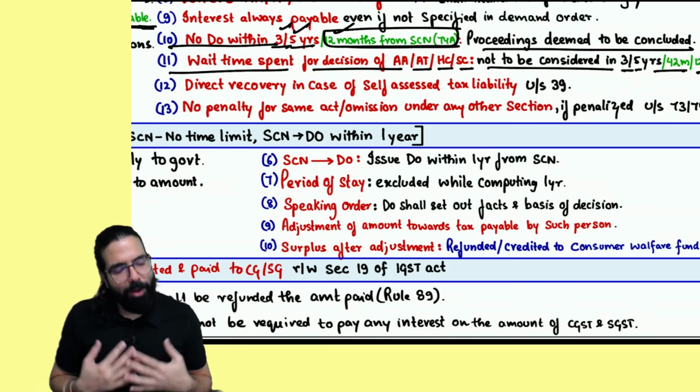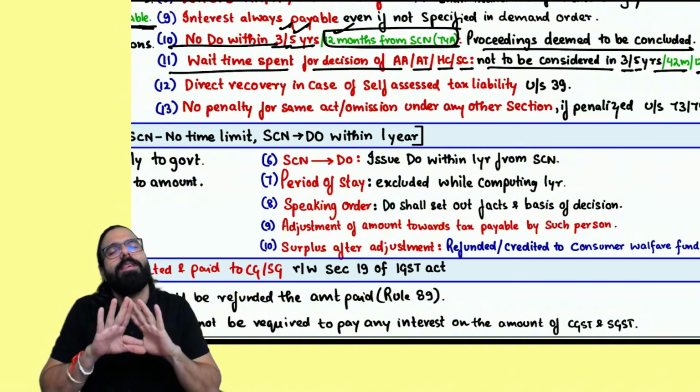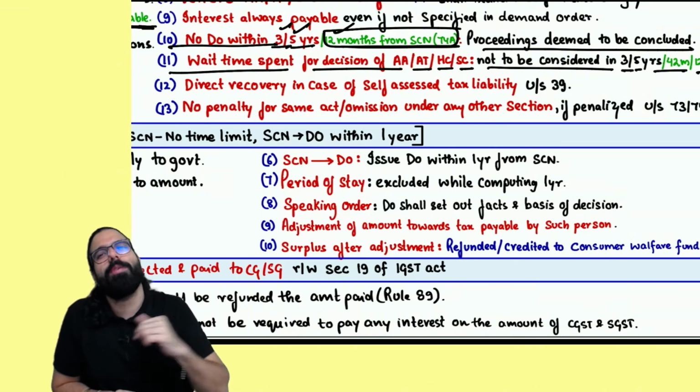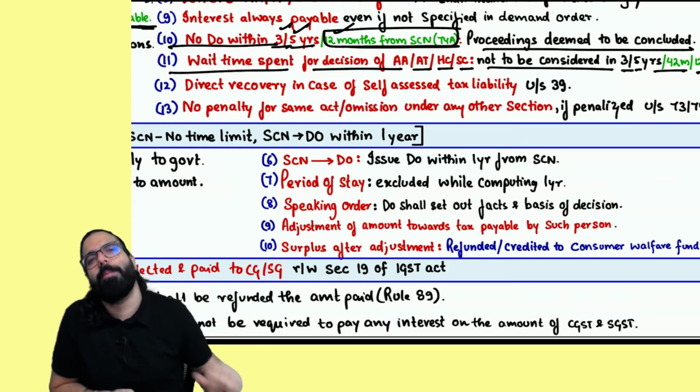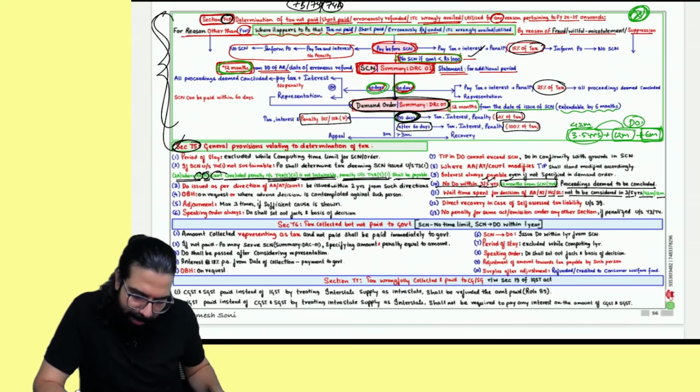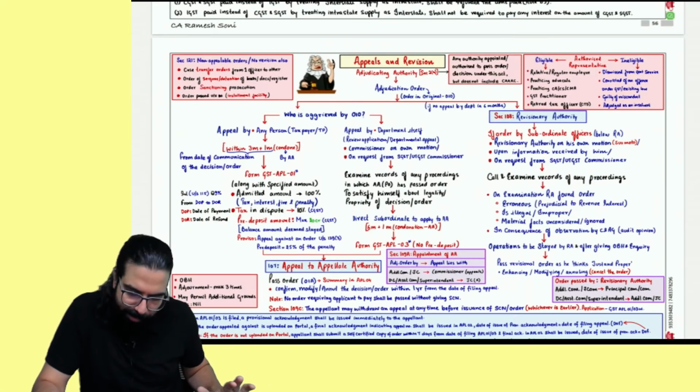Whatever wait an officer does, that wait period is always excluded while calculating the time limit, whether it is 42 months to give a show cause notice or 12 months to give a demand order. That's all. There is nothing else. Sections 76 and 77, nothing, no changes.